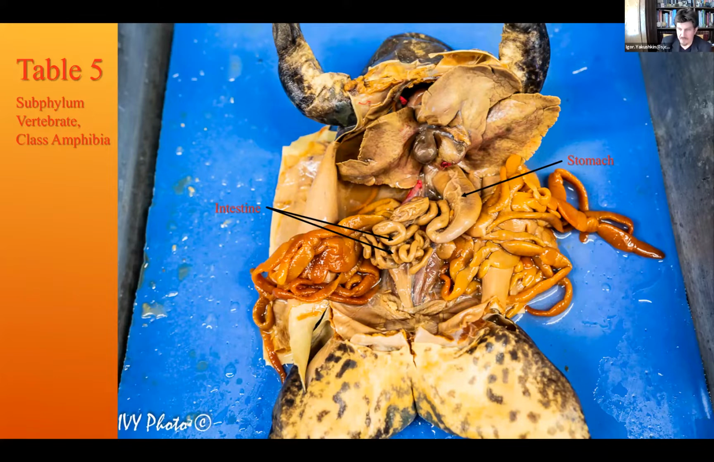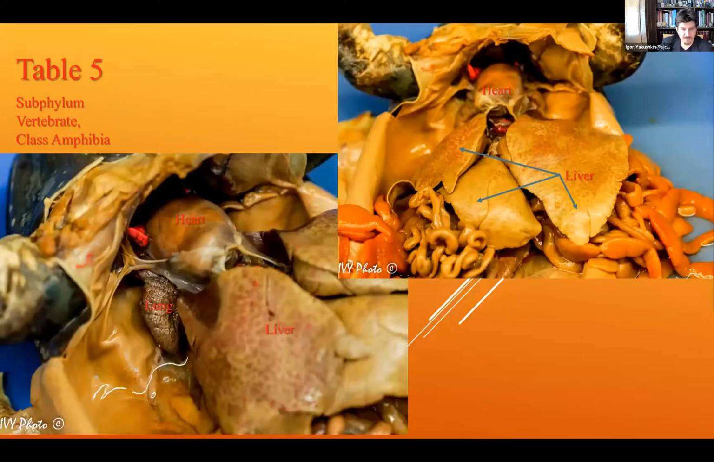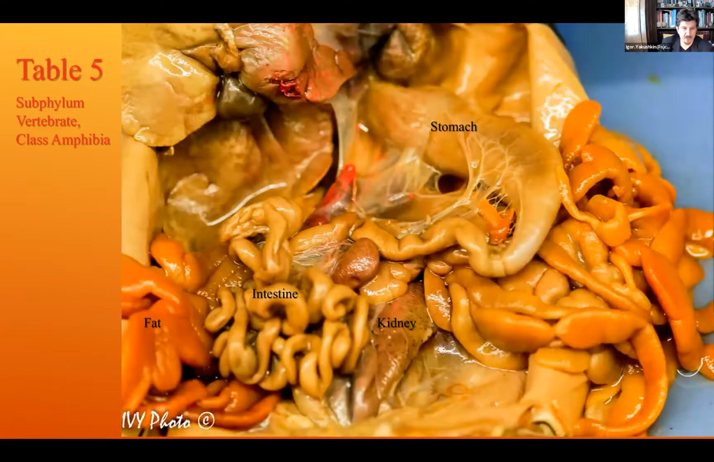All right, so I think that's pretty much it. Stomach, intestine, then we have liver, heart, the lung, relatively small fat tissue or fat bodies, intestine, and kidney.